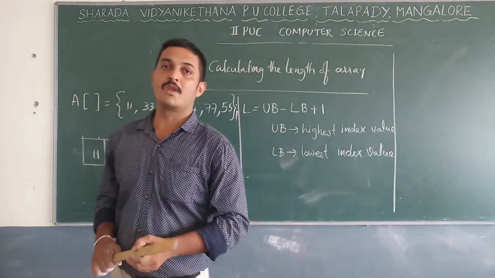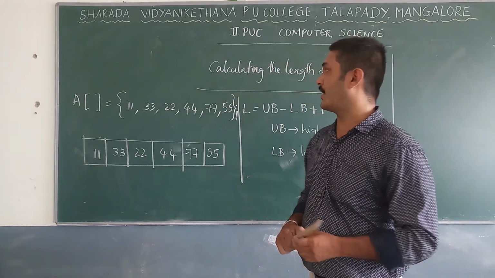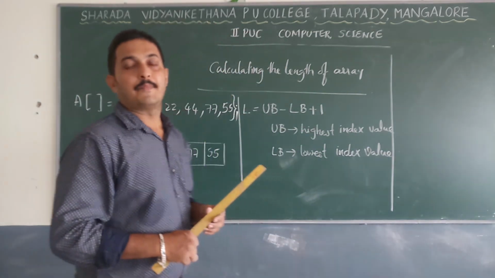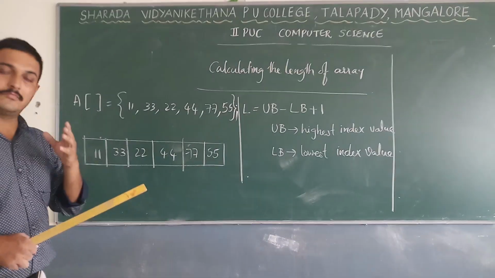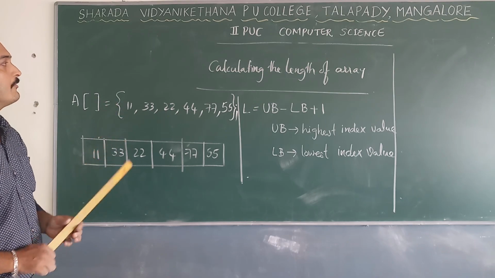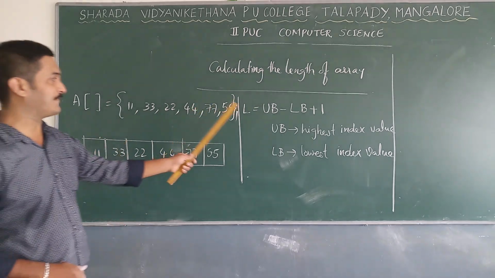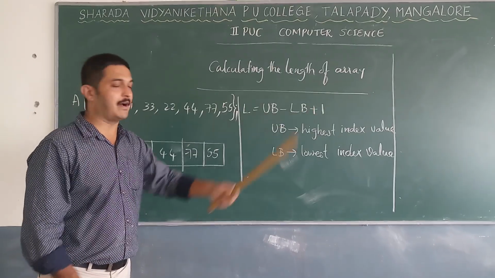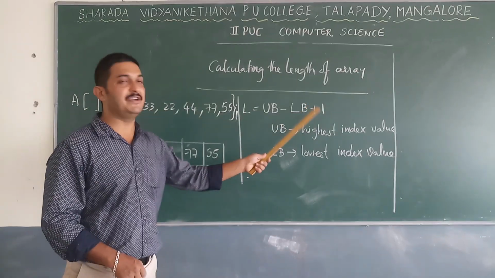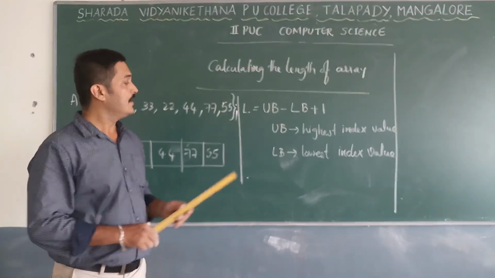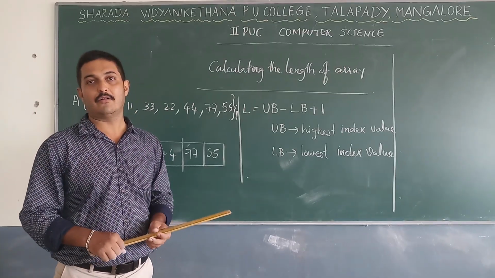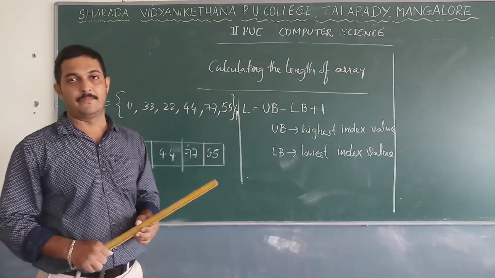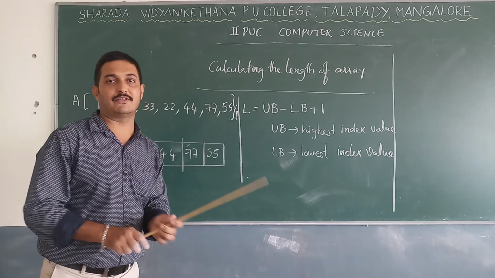Next concept is calculating the length of one-dimensional array. For example, we have an array A of some elements, and we can calculate the length of the array by using this formula: L equal to UB minus LB plus 1. Here UB means highest index value, or we can say upper bound. LB means lowest index value or lower bound. So UB minus LB plus 1.